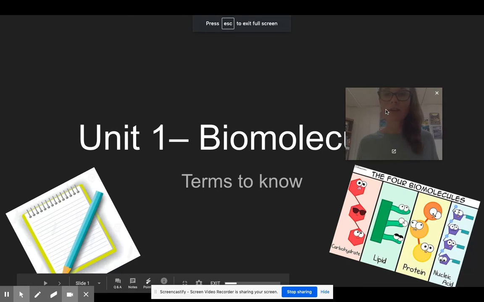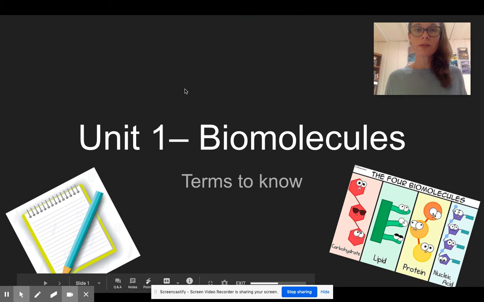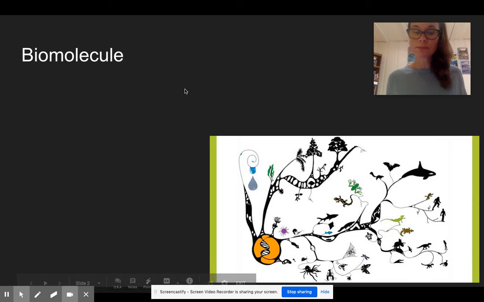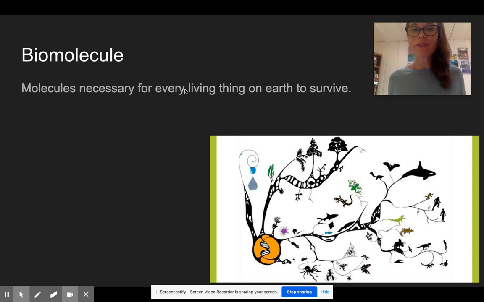We're going to be talking about what terms you need to know related to biomolecules. We've already talked about biomolecules, but we haven't really defined it. So let's do that. Biomolecules are molecules necessary for every living thing on Earth to survive. So it doesn't matter if it's a bacteria that's living in your gut, a redwood tree, an orca, any living thing on Earth needs these molecules in order to survive.